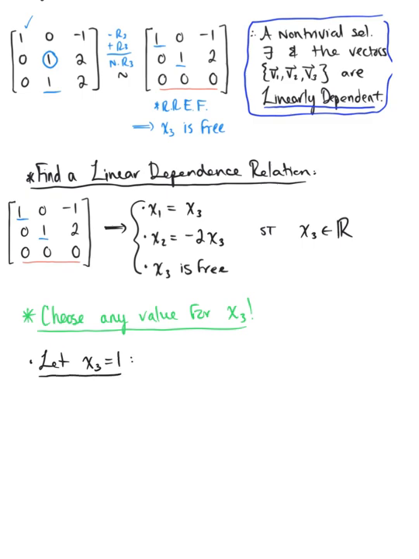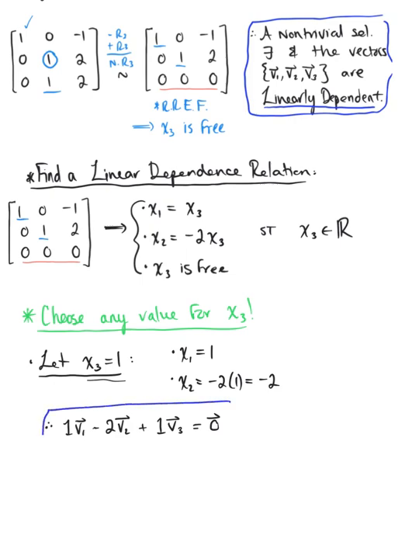So what does this mean x sub 1 and x sub 2 are? Well, x sub 1 equals x sub 3, so x sub 1 will be 1. X sub 2 is equal to negative 2 times x sub 3, so we have negative 2 times 1, which is negative 2. And we already know that x sub 3 is 1, so therefore one possible linear dependence relation is going to be defined as 1 times vector v sub 1 minus 2 times vector v sub 2 plus 1 times vector v sub 3 equals the 0 vector. So here is one of infinitely many possible linear dependence relations.